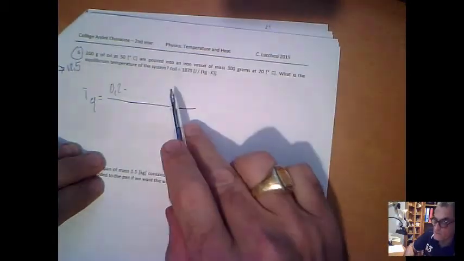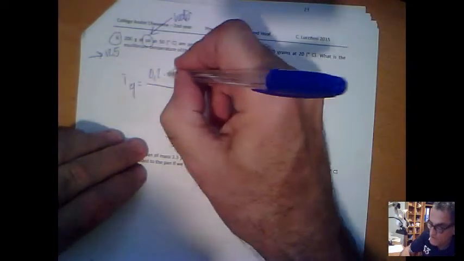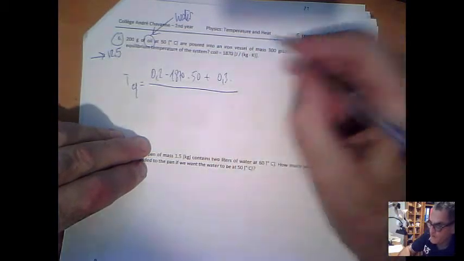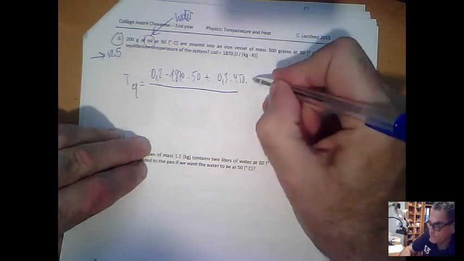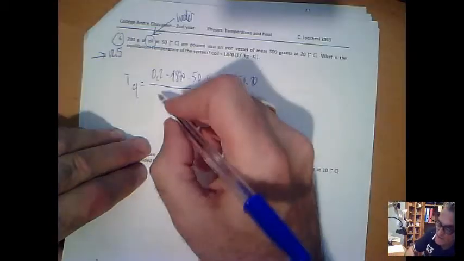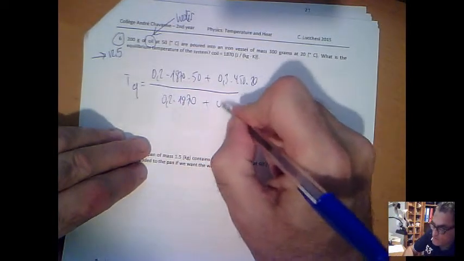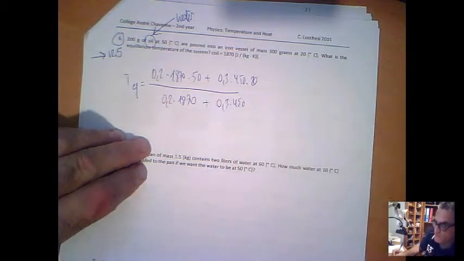Here we can redo Tx is equal. We had 0.2 times the C of the water, but now the water has been replaced by oil, okay? And the oil is 1870, so I changed that, times the initial temperature, which was 50 plus 0.3 times, this is for the vessel, which hasn't changed, 450 times 20, divided by 0.2 times 1870 plus 0.3 times 450.